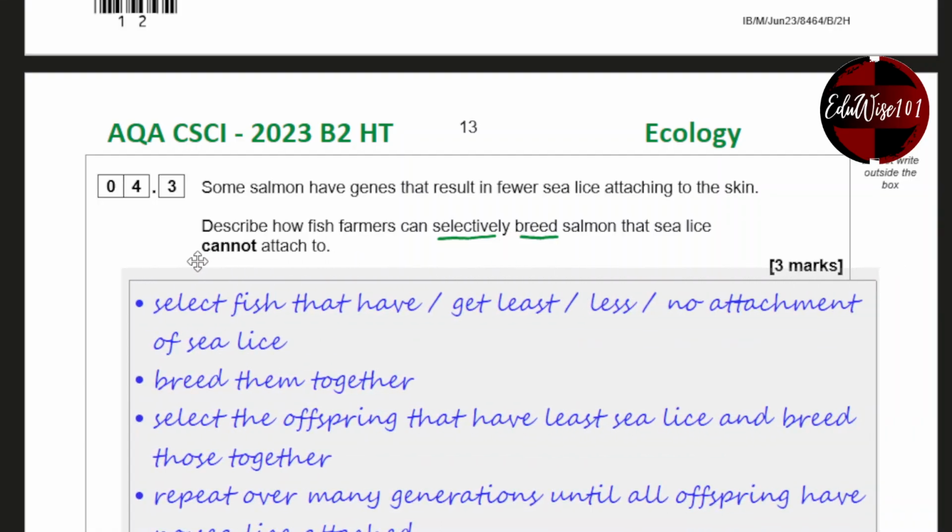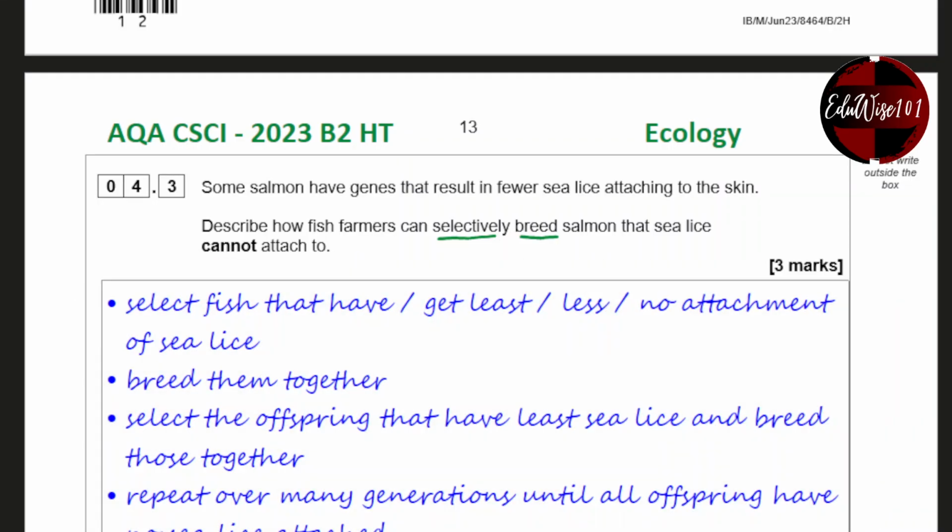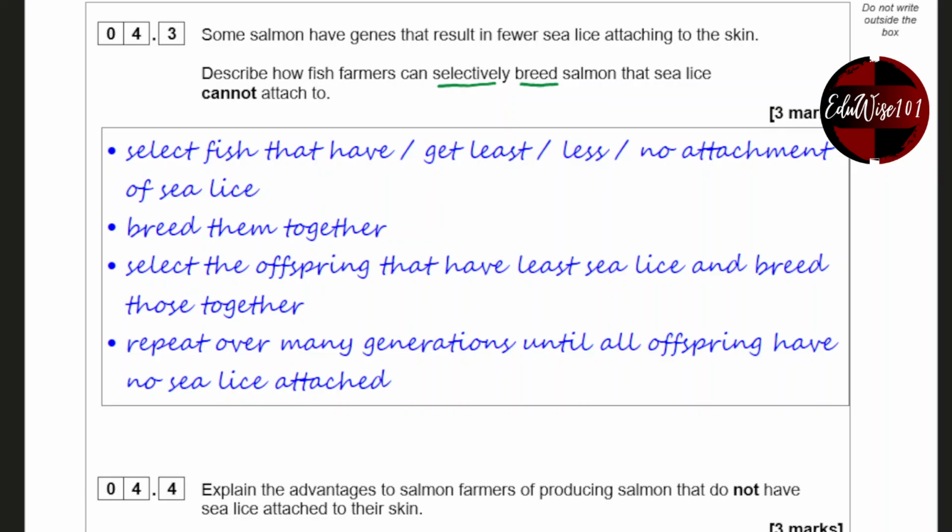So here's how you'd answer it. Select fish that have least or less or no attachment of sea lice. Breed them together. Select the offspring that have least sea lice attached to them and breed them together. Repeat over many generations until all offspring have no sea lice attached to them.